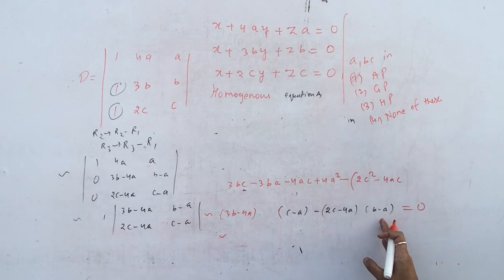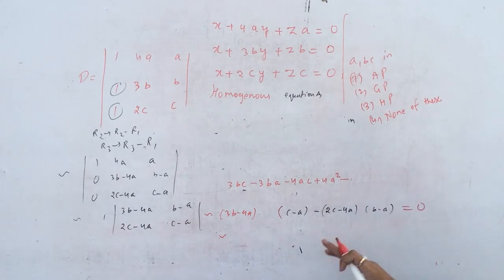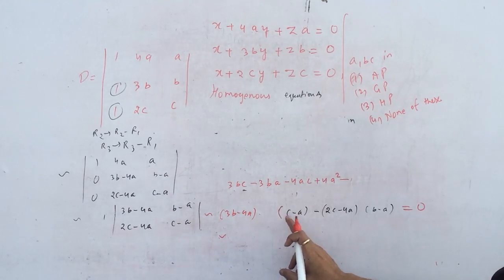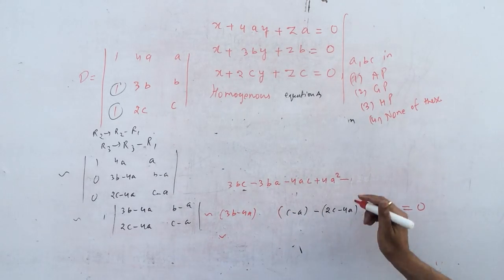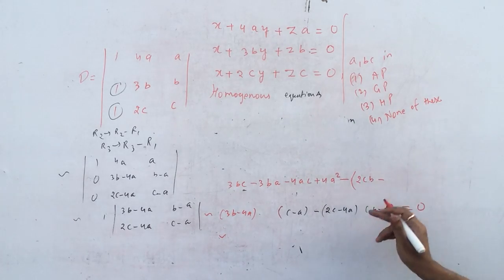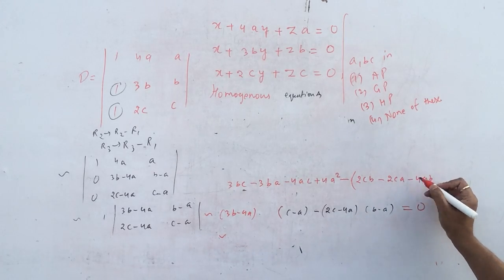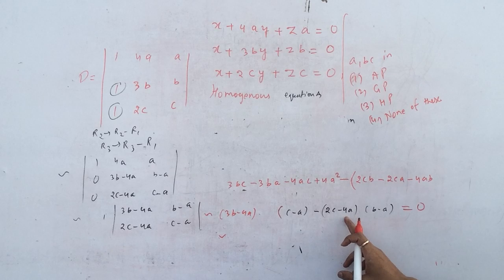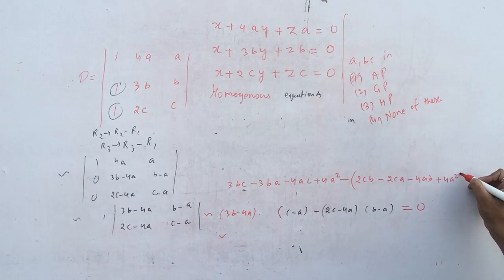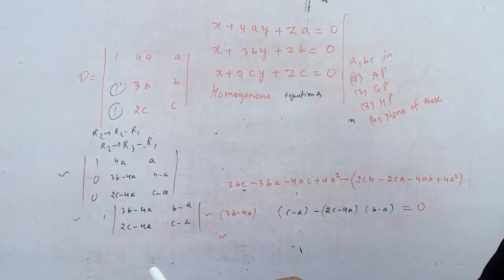Sorry, what did I do? 3bc minus 3ba minus 4ac plus 4a square. Here we have to multiply this: 2c into a, 2cb minus 2ca minus 4ab, and plus 4a square. Why am I getting the same expression? Is it wrong or right? Anyway.